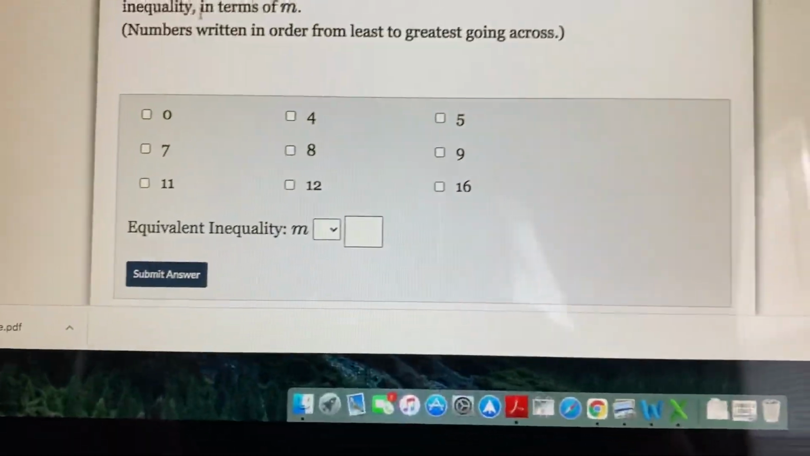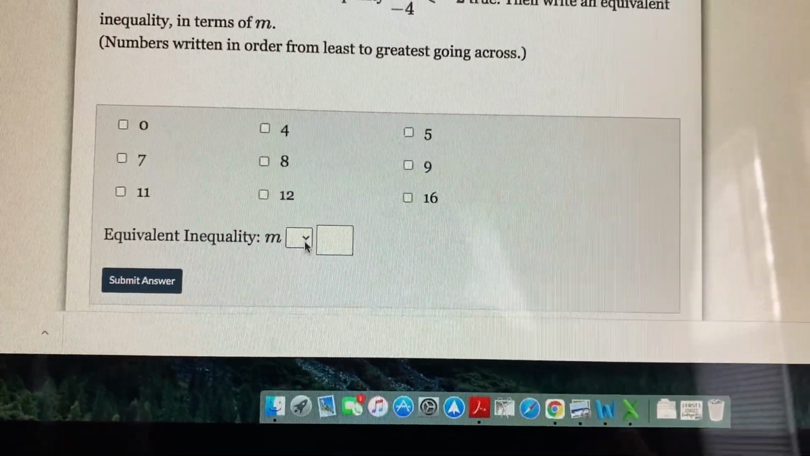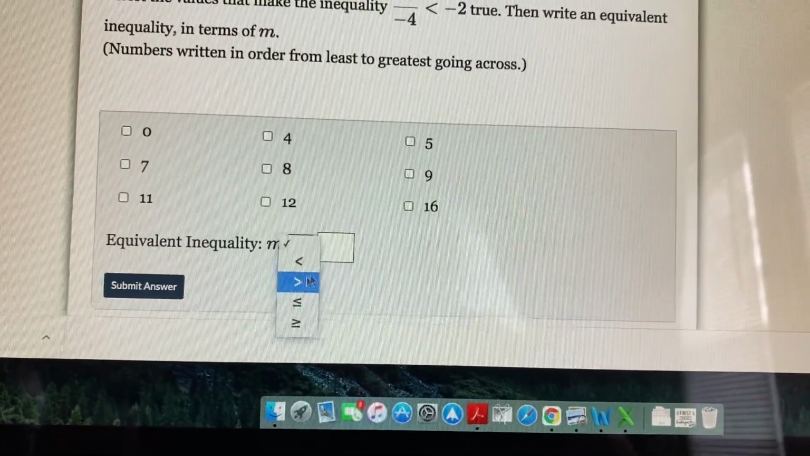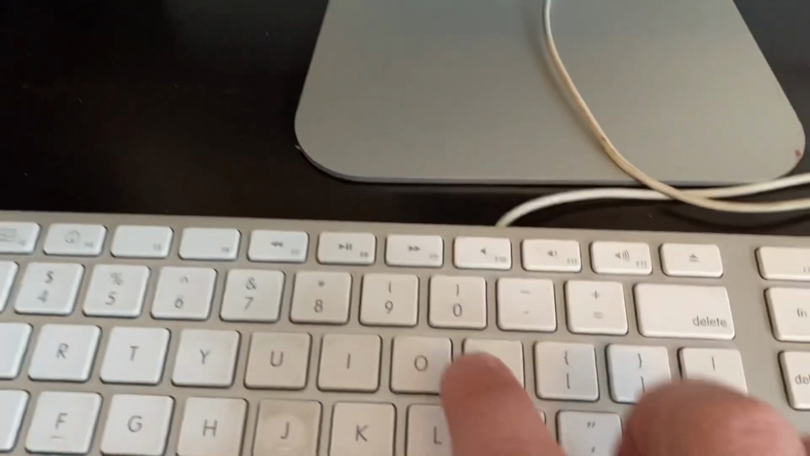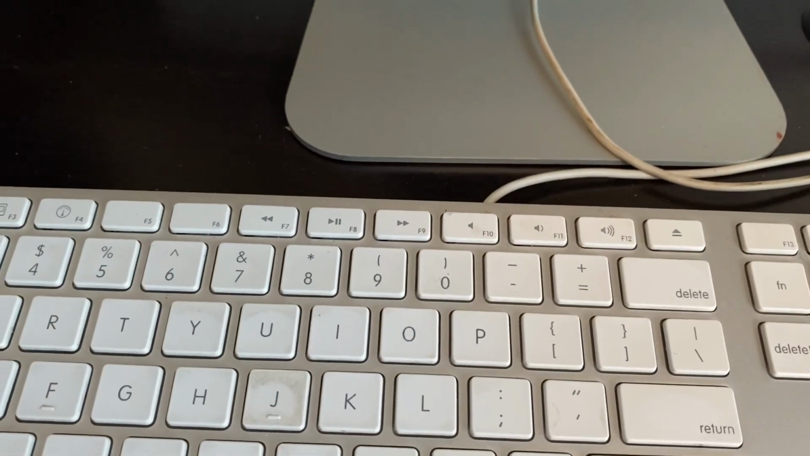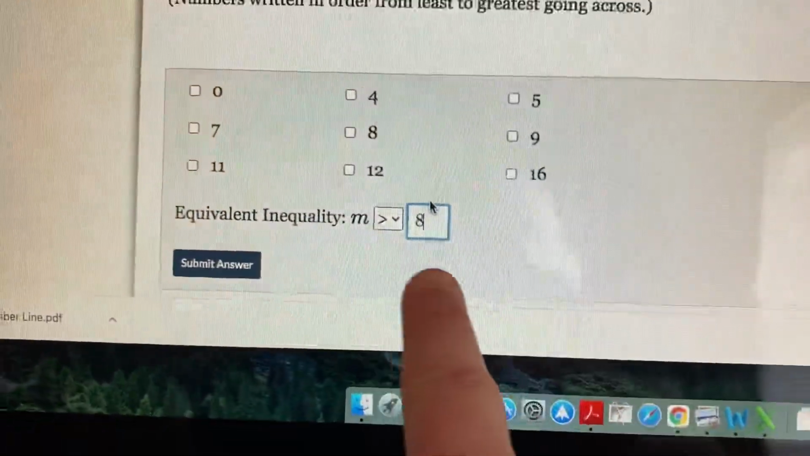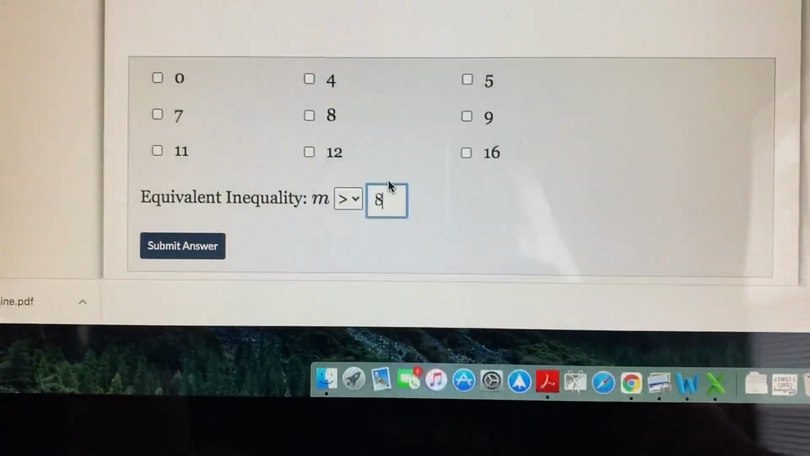So here's what I would do. I'd fill this part out first. M is greater than 8. Now, if you need to do a negative, you can just press that dash button before your number to get a negative there in that box.